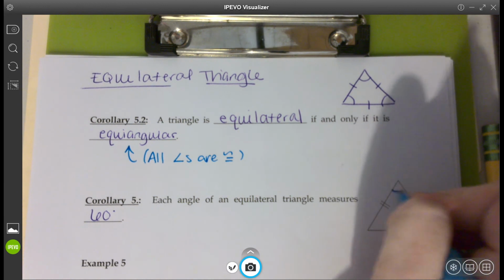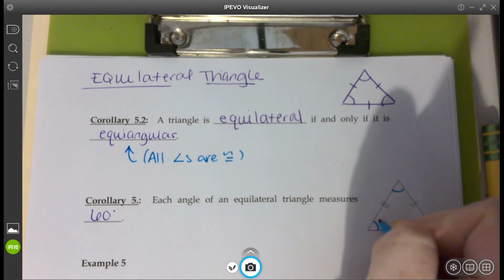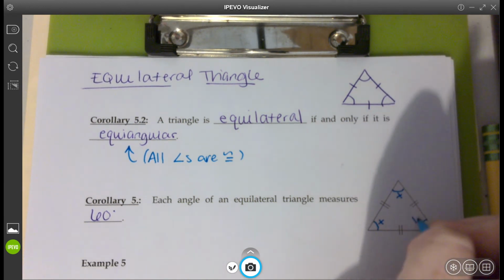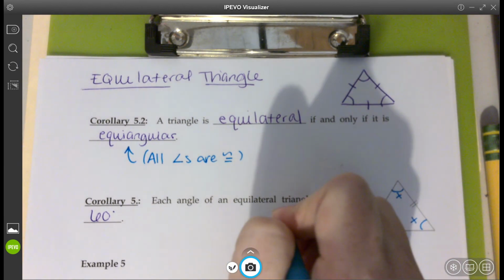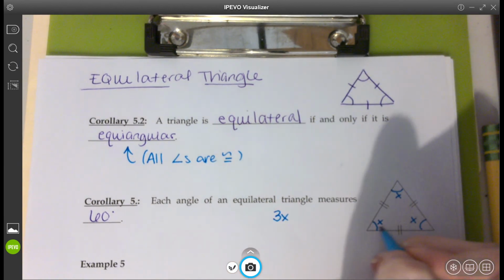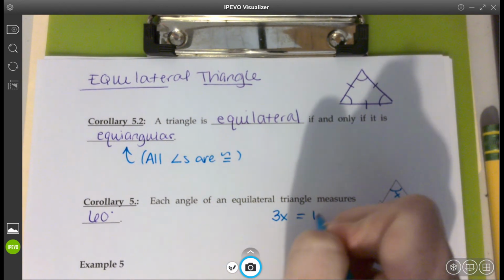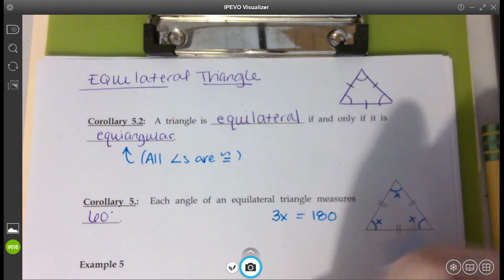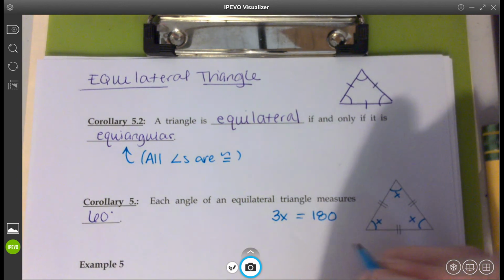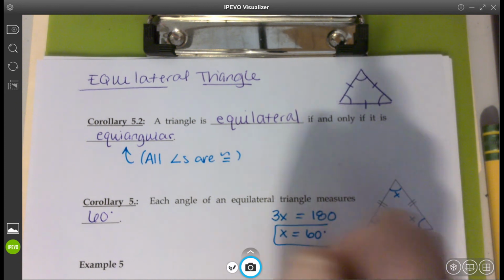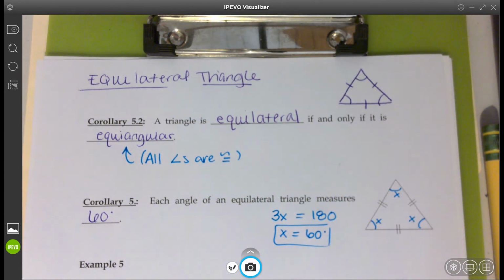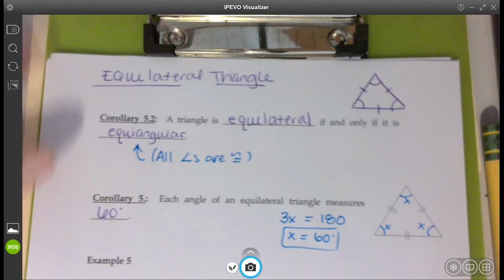Remember, we had curve markings here. That means each one is the same value. For instance, I'm just putting x to show you the equation I can create. So a triangle, again, is always 180 degrees. So I can say 3x, x plus x plus x, equals 180 degrees. That means all the angles are the same value. When I divide both sides by 3, I get x equals 60. So that is every single equilateral triangle.